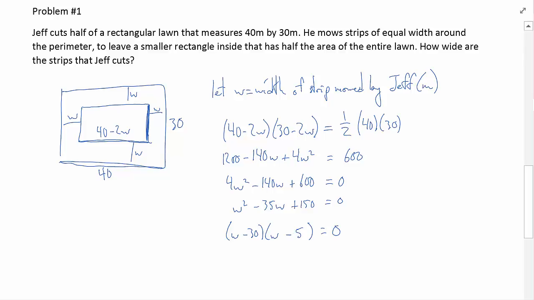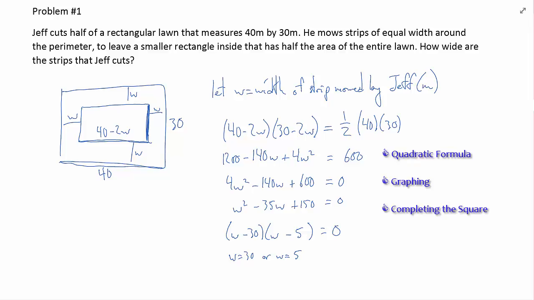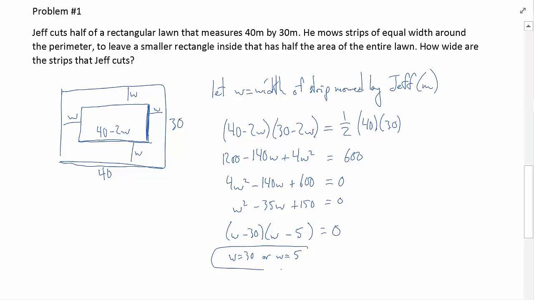So we've got w is equal to 30, or w is equal to 5. Now, if you don't like factoring, you could use the quadratic formula, you could graph it, I guess you could complete the square. But we've got these two solutions now to the quadratic equation. We've taken care of three of the four steps. Now I have to interpret the solutions that I've gotten in terms of the original question.